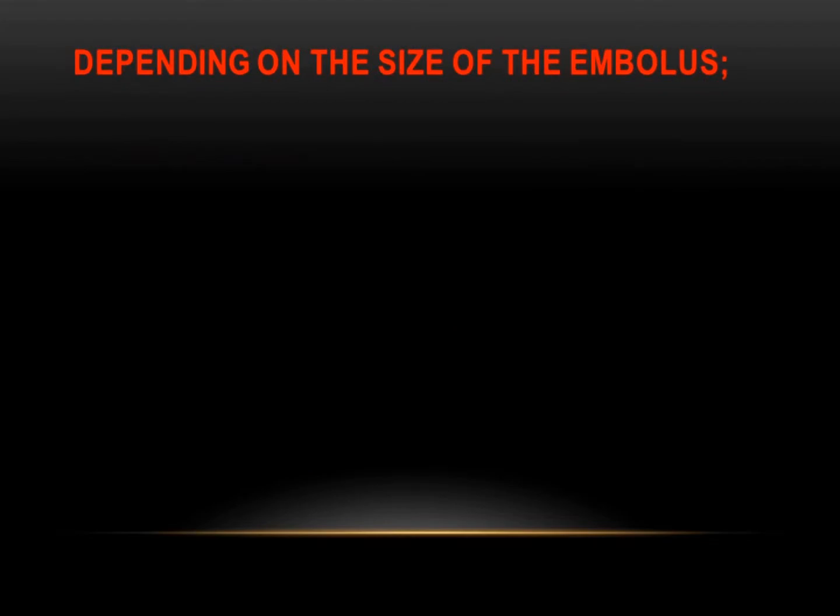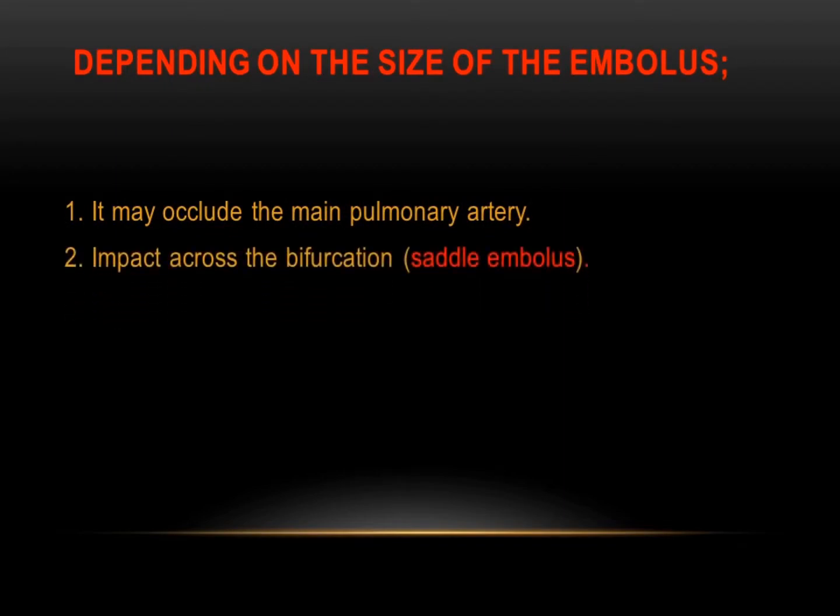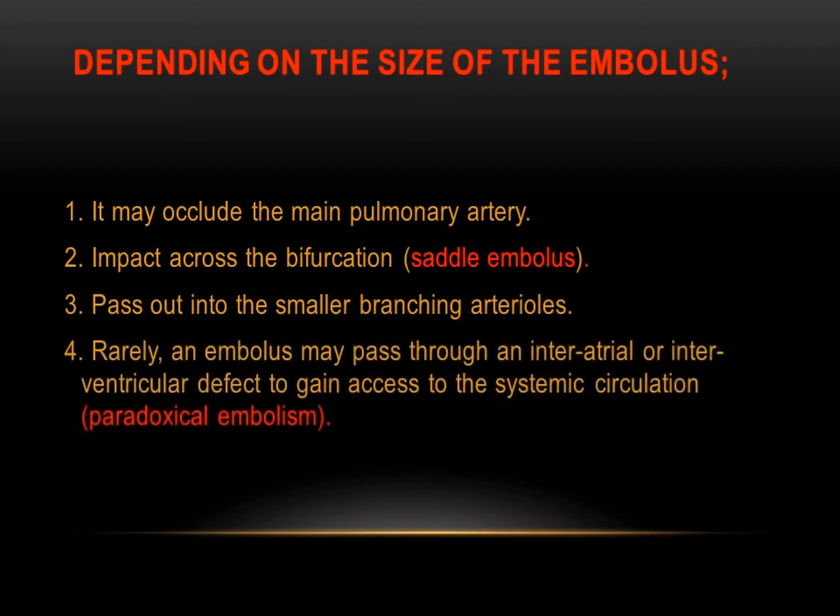Fragmented thrombi from deep vein thrombosis are carried through progressively larger channels and usually pass through the right side of the heart before arresting in the pulmonary vasculature. Depending on the size, pulmonary emboli can occlude the main pulmonary artery, impact across the bifurcation, this is the saddle embolus, or pass out onto the smaller branching arterioles. Rarely, an embolus may pass through an interatrial or interventricular defect to gain access to the systemic circulation. This is known as paradoxical embolism.